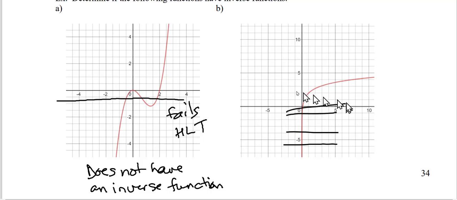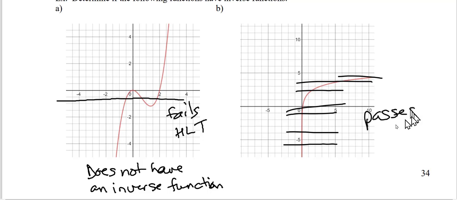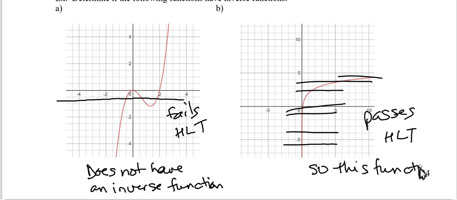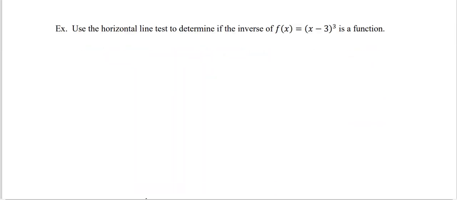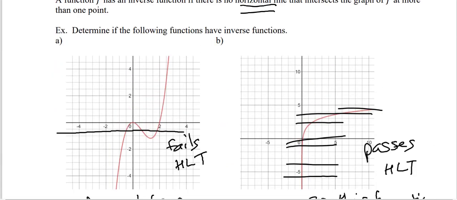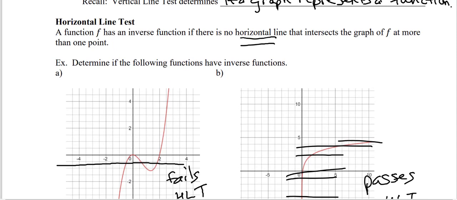This one, no matter what horizontal line we draw, passes the horizontal line test. So this function, it is a function because it passes the vertical line test, does have an inverse. Let's talk about why this is true, that the horizontal line test tells us if a function has an inverse.